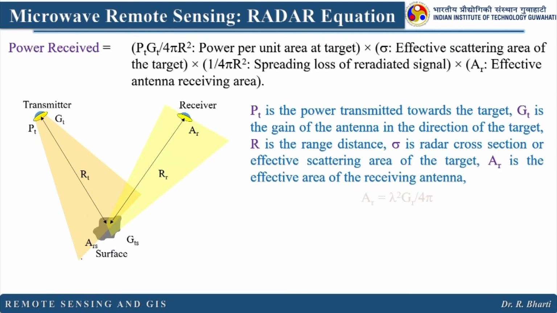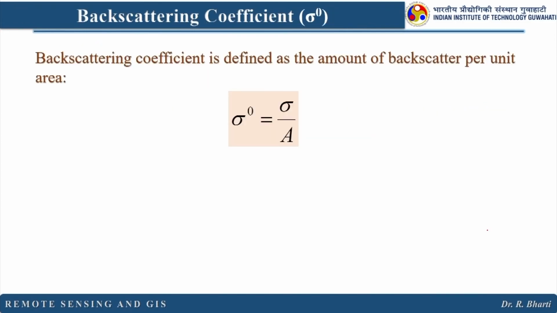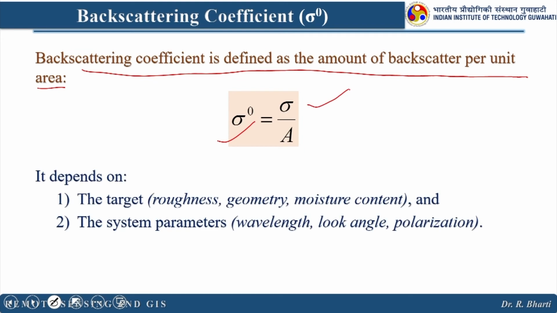Here we further want to modify it because we want to make it simpler, and then finally this is your equation for power received, right. In back scattering, the coefficient plays a very significant role. The back scattering coefficient is defined as the amount of back scatter per unit area, right. So, this is sigma naught and this is sigma divided by A. Sigma is the back scattered value and A is your area.